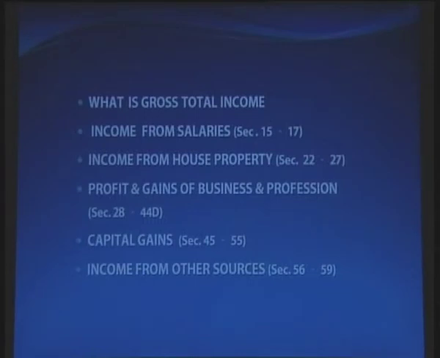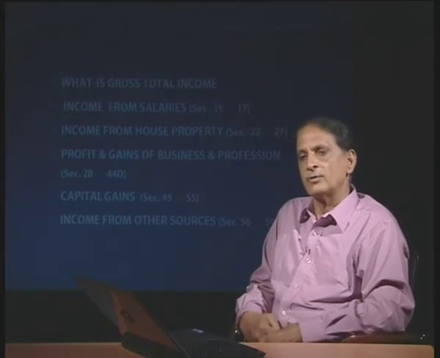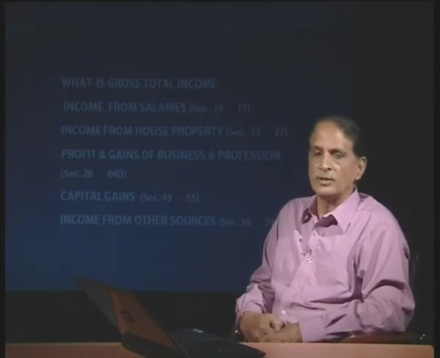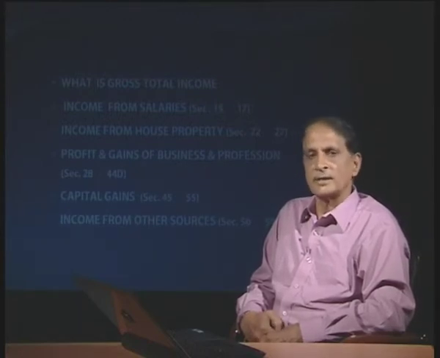And lastly is income from other sources. Now, this head is covered by sections 56 to 59. Under this head, those incomes which are not covered by the first 4 heads of income are included. But under this head, 3 incomes are specifically taxable.